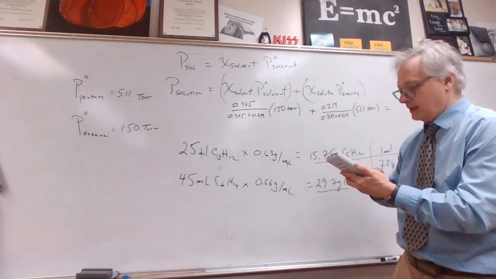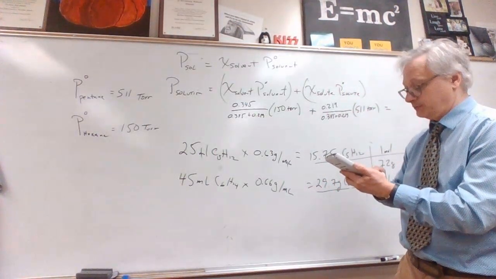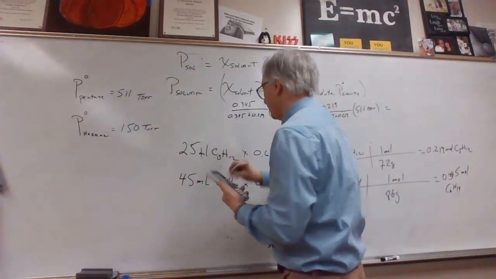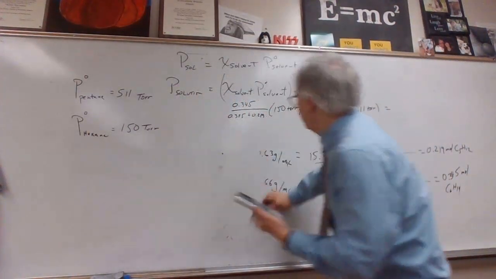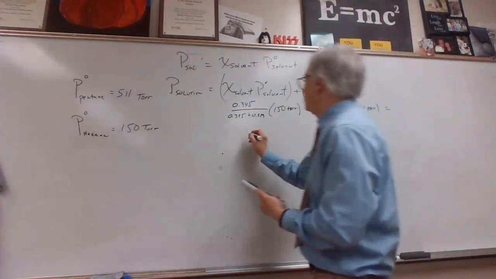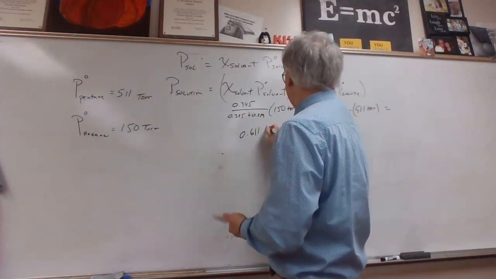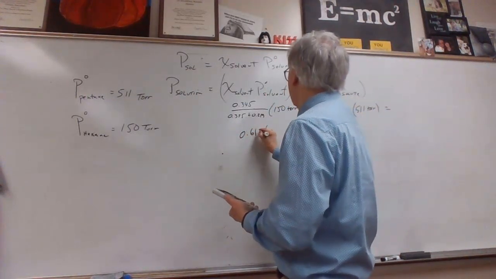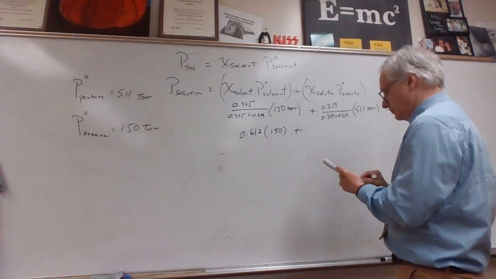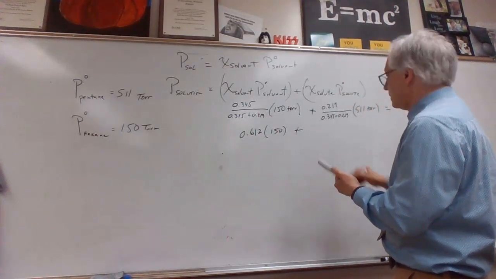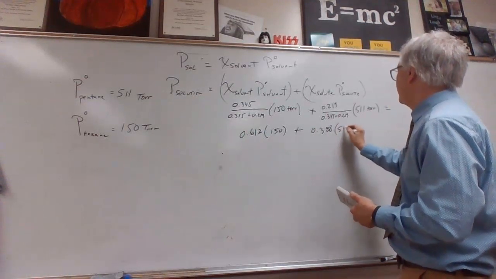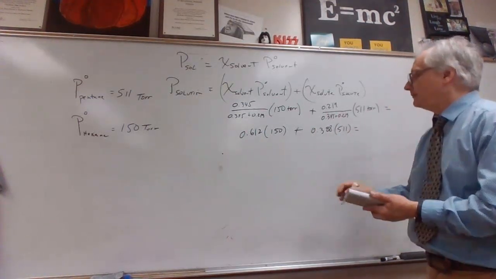0.345 divided by 0.345 plus 0.219. Let me make it look a little neater. That's going to be 0.612 times 150, plus 0.388 times 511. So let's go ahead and do that.